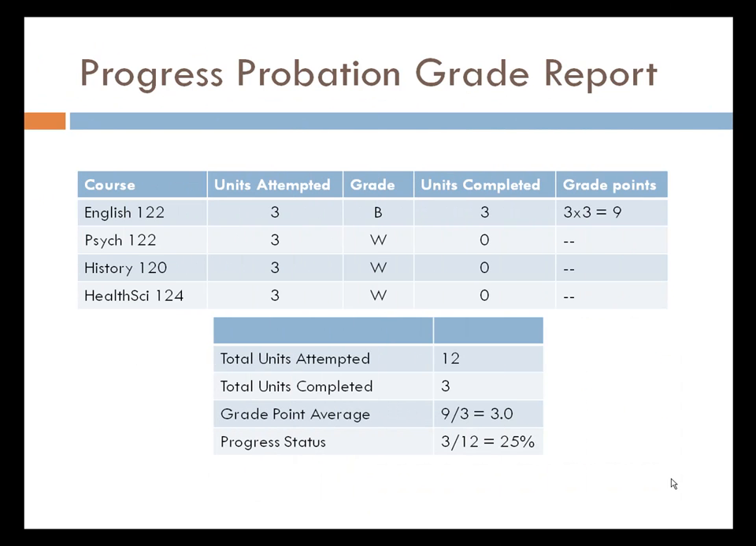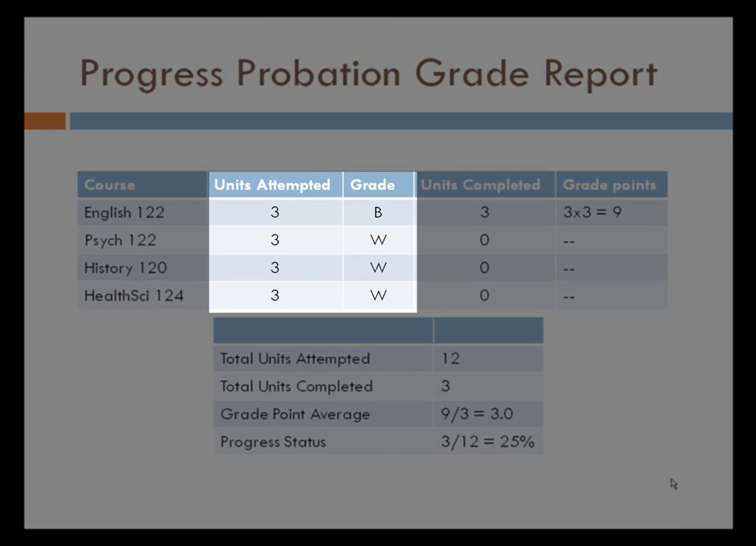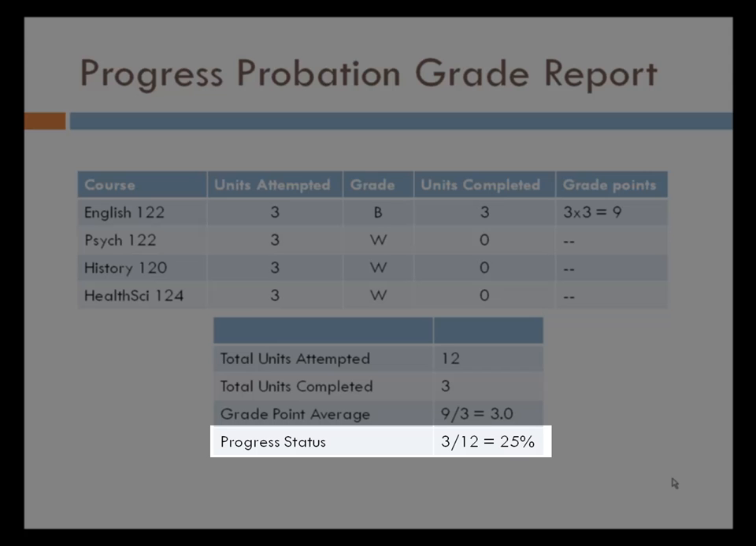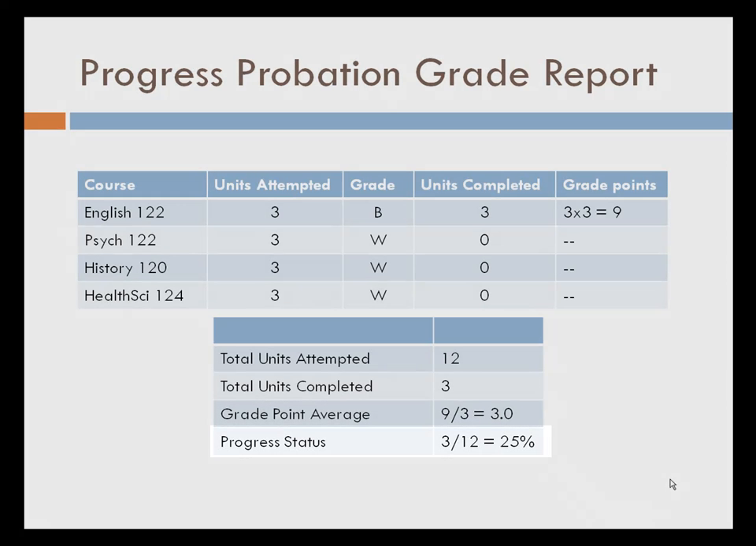Using this example, you can see that this student withdrew from three 3-unit courses. You can divide the total number of units completed by the total number of units attempted. The student attempted 12 units, but only completed 3 of those units. Therefore, the percentage of completion is 25%, which is below the required 50%.